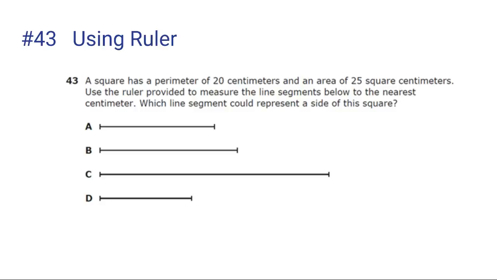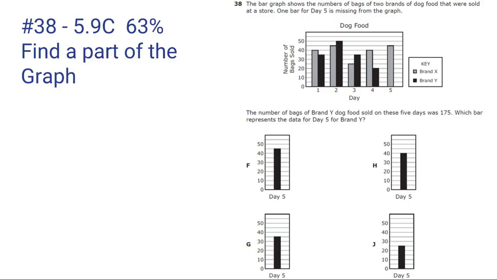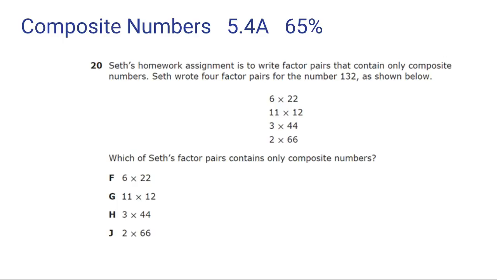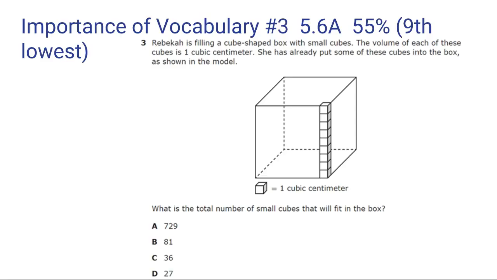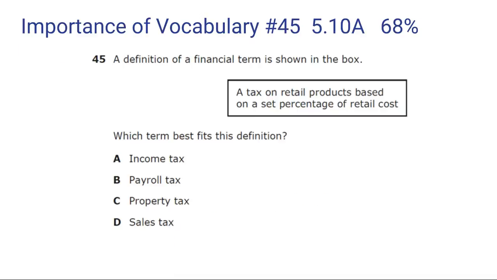Also, use your reference chart. Notice on the 5th grade test we did need to use the ruler. Here's an item where the kids had to find the part of the graph that's missing. This was an interesting way to test composite numbers. And vocabulary is so important. Notice on this particular item, the students had to understand the attributes of a cube to be able to answer this question. And of course, on financial literacy, they had to know the definition of the word.